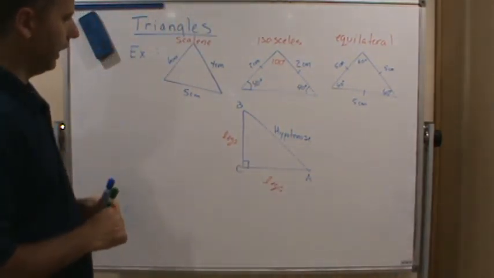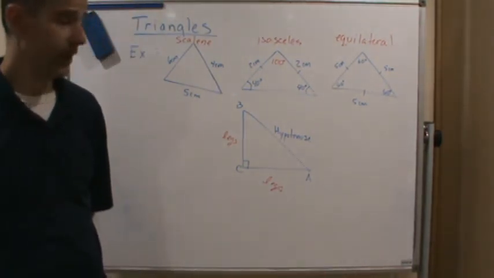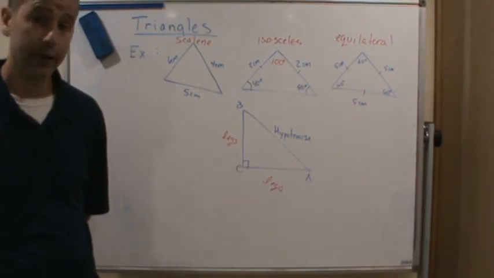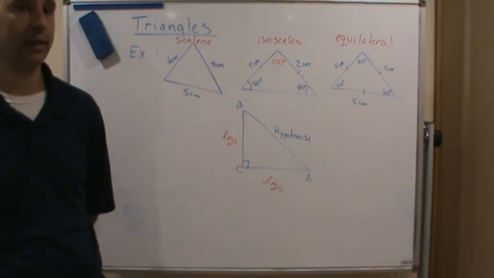Okay? And that's it. That was easy, right? So again, just understanding how to categorize triangles by looking at what their characteristics are.